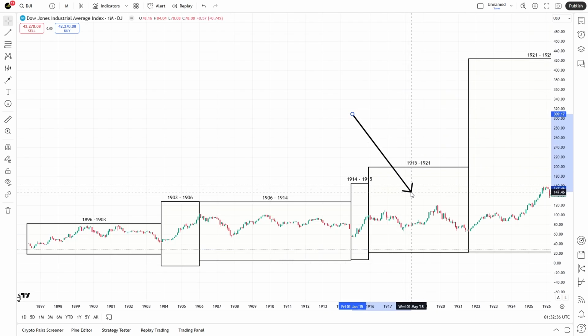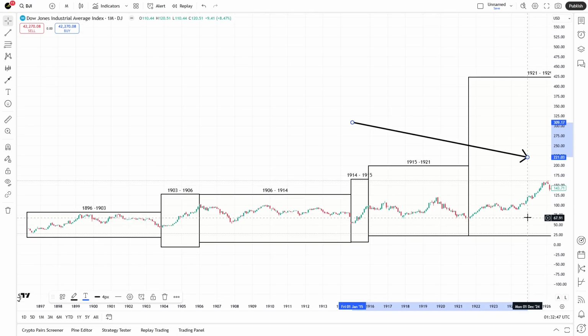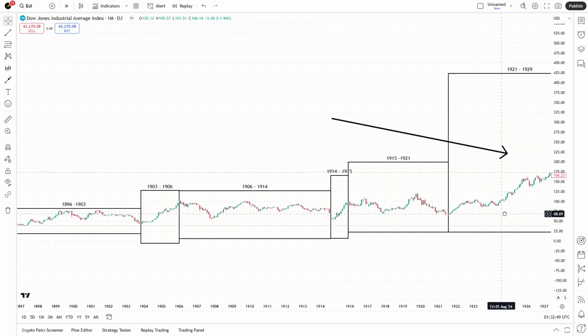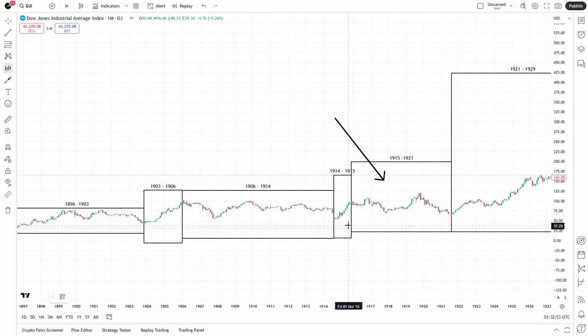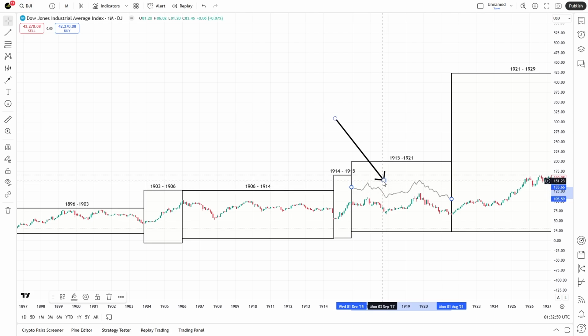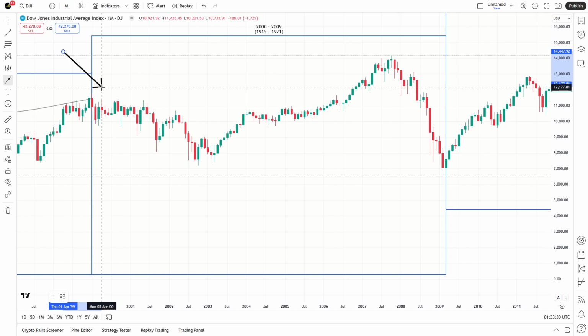Okay, so we're back at the original structure, and the part that we're going to focus on is from 1915 to 1921. This is another range-bound time. It's the final range-bound time before we go into Crazy Town over here. We're not there yet, so we need to focus on this. What we'll do is we'll make a fractal out of this, and we'll compare it to how this matches up when this structure repeats. Okay, so this structure repeated from 2000 to 2009.